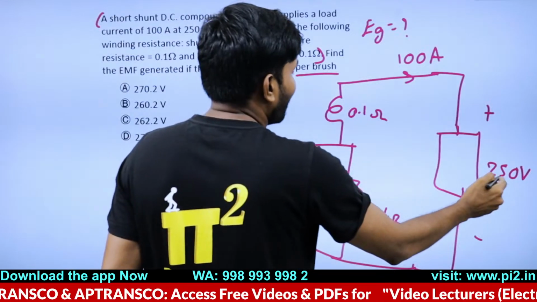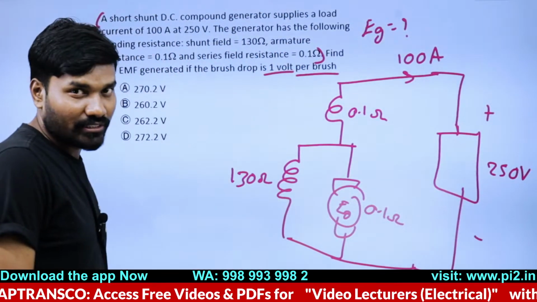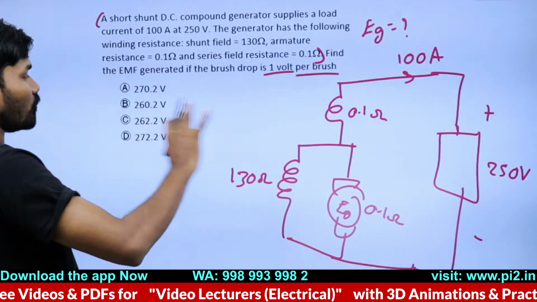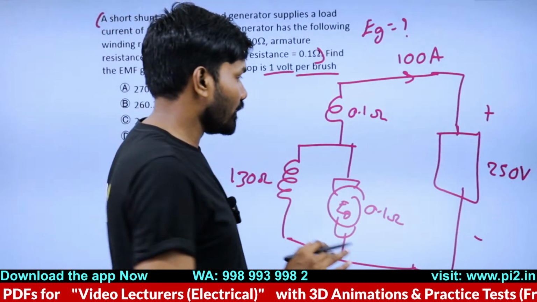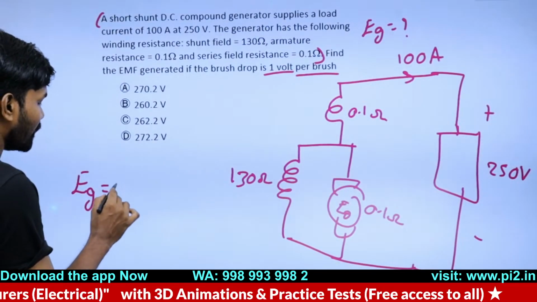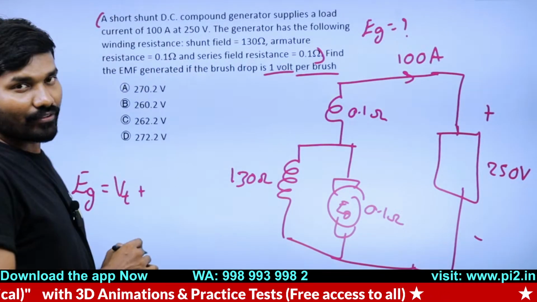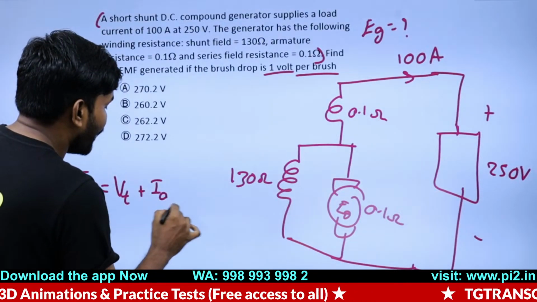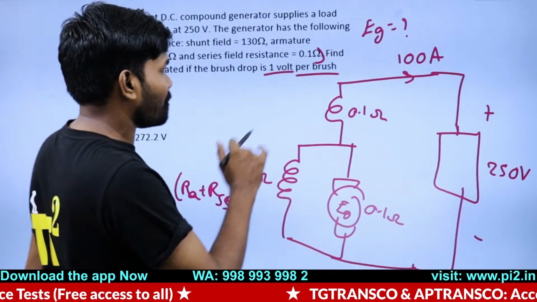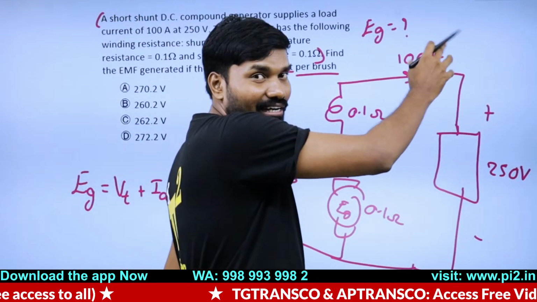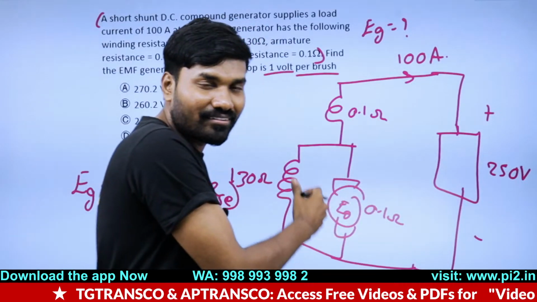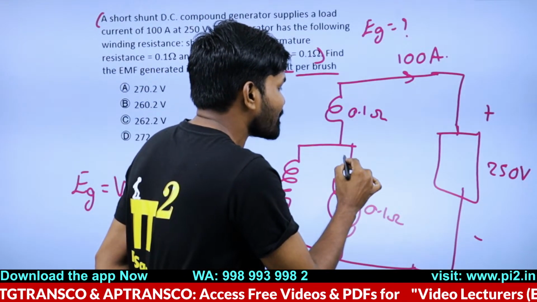So definitely it will be greater than 250 volts. All the options are greater than 250 volts, so no problem. So EG is a direct formula. This is the simplest formula. EG is equal to VT plus IA into RA plus RSC, or to be more precise, if you see, this should drop separately because this current is 100 into this much. This drop is separate because the current in this is a little high.